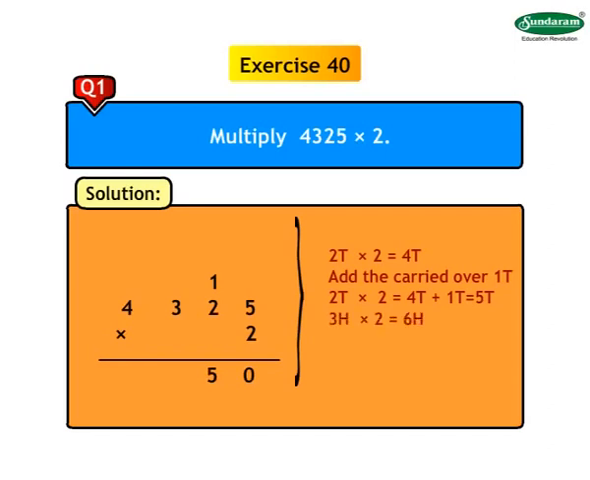Next, 3 hundreds into 2 is equal to 6 hundreds. Write 6 hundreds in the answer place. Next, 4,000 into 2 is equal to 8,000. Write 8 in the answer place to the left of 6. Hence, the answer is 4,325 into 2 is equal to 8,650.